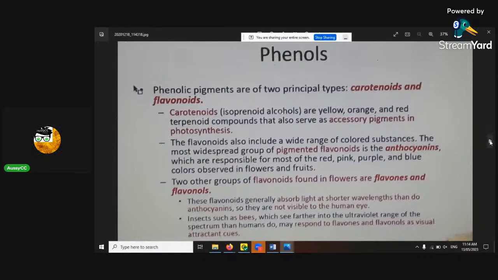Okay. Phenolic compounds are of two principal types, the carotenoids and flavonoids. The carotenoids are the yellow-orangey bits that you see in the leaves when it ages. It starts off with chlorophyll, and once that pigment's used up, it drops it and goes into the yellowy section, and that's the carotenoids. And the flavonoids include a wide range of coloured substances. They're mostly grouped with the purples, the anthocyanins, and then also your reds and your pinks and your blues.